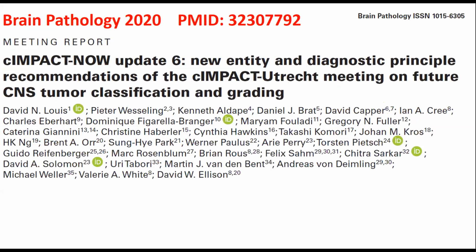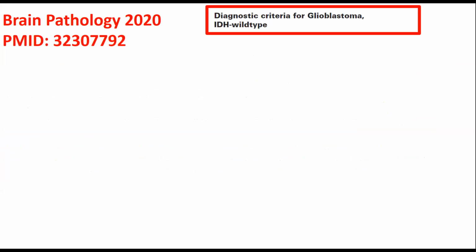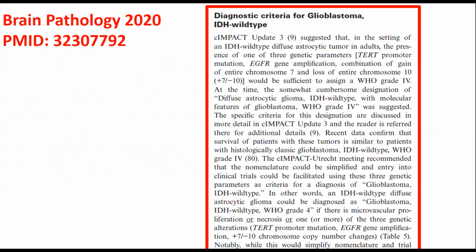Here we go, the cIMPACT papers. We will continue to talk about the cIMPACT papers until later this year, just a few months really, when the 5th edition WHO 2020 comes out. So cIMPACT 6, diagnostic criteria for glioblastoma IDH wild type. Okay, now wait, what does that header say? It says what we're about to discuss here are the criteria for rendering this diagnosis up front, just glioblastoma IDH wild type.